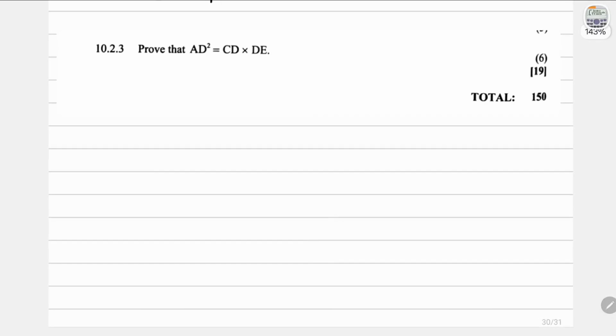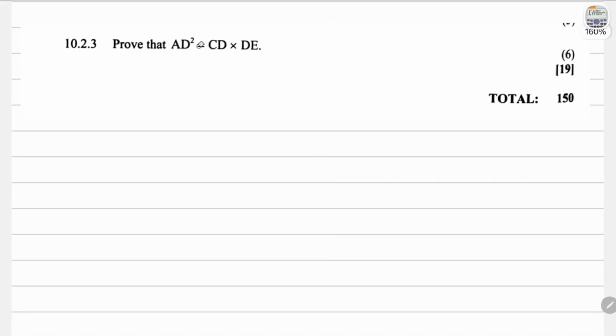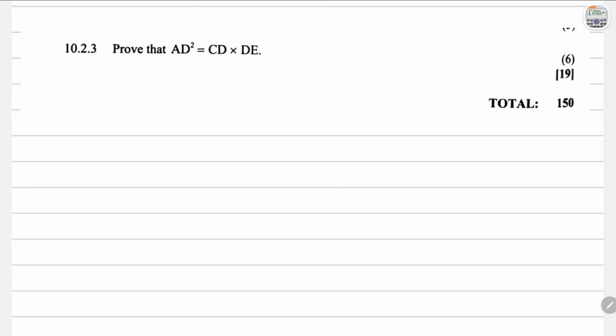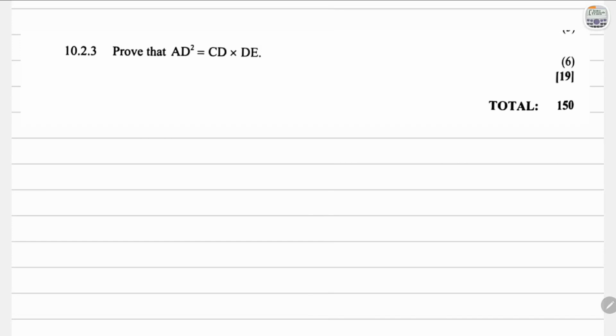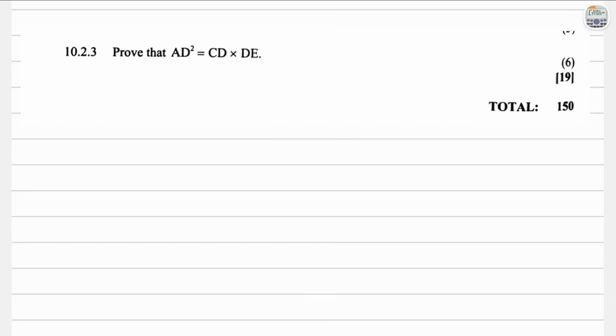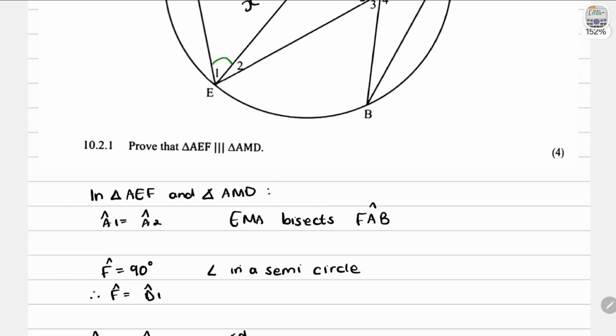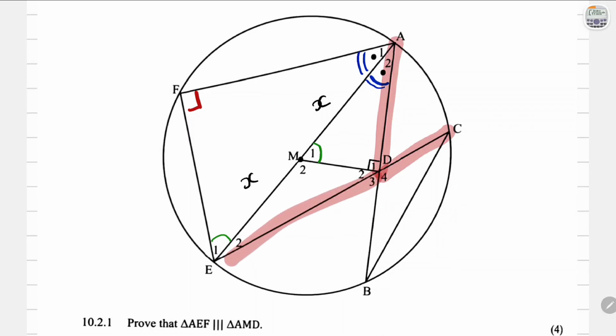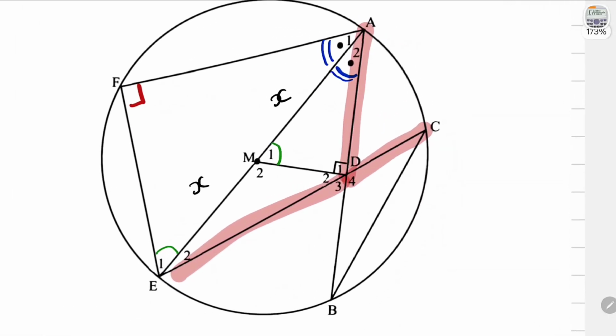Okay, so we are on the last question and it says, prove that AD squared is equal to CD times DE. With this, we're always going to mark out the lines that they mentioned so that we can figure out how we can get to this. So AD, CD, and DE, let's go ahead and mark them out. That's AD, CD, and DE. Okay, when you look at that, that just creates a Y.